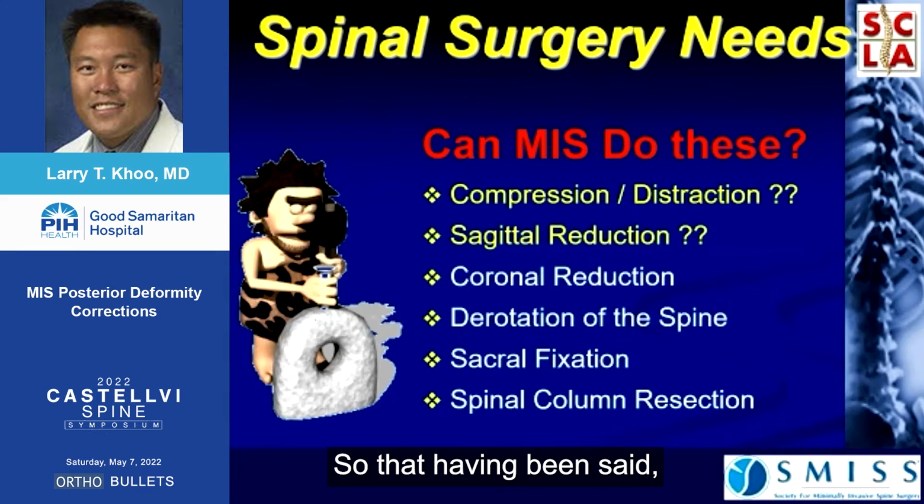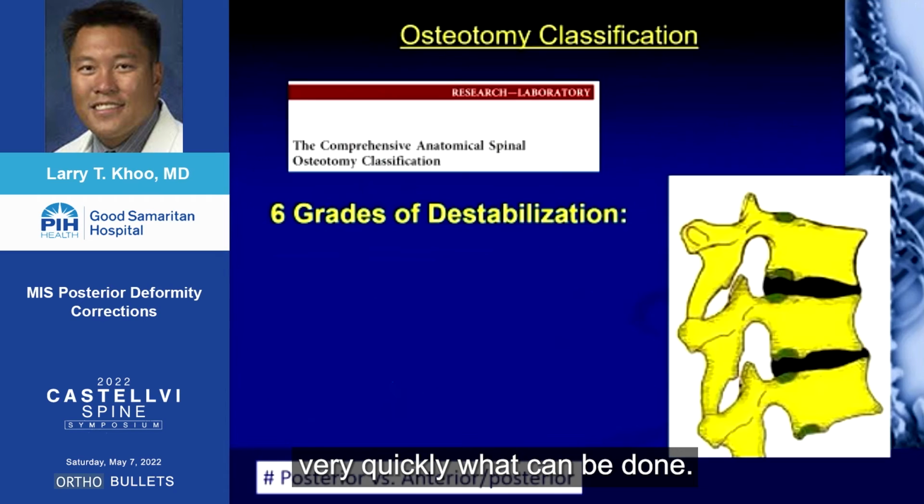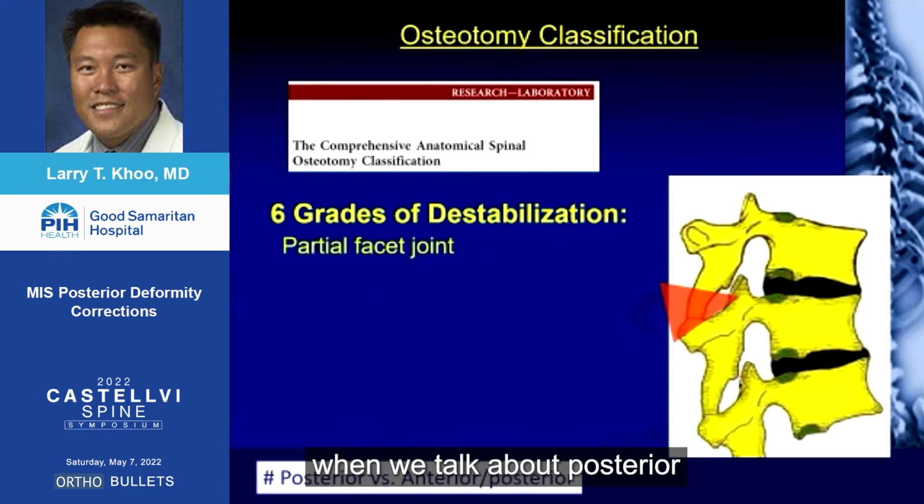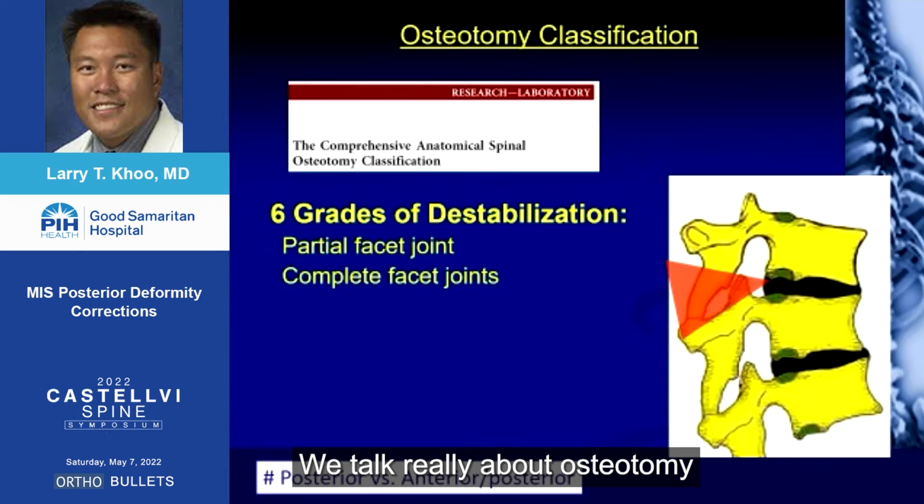So that having been said, I'm just going to run through very quickly what can be done. And again, when we talk about posterior correction of any deformity, be it fixed or mobile, we really talk about osteotomies, because even if you do a bunch of A-lifts or a bunch of laterals, if you don't do osteotomies and you don't squeeze down or correct or derotate, you're not going to get correction. You're just going to get a very tall spine.